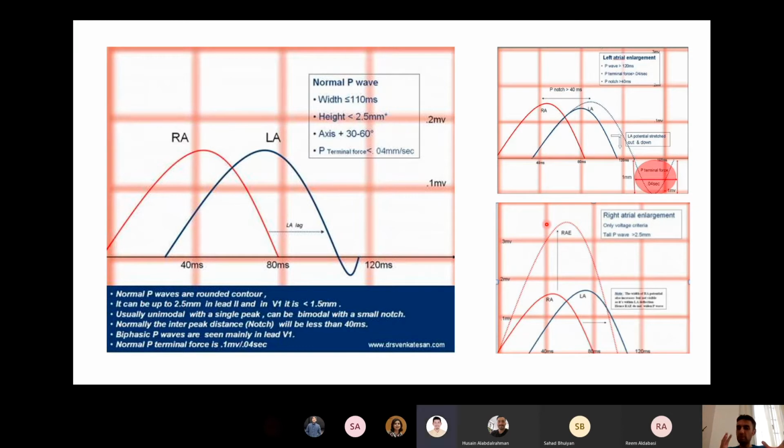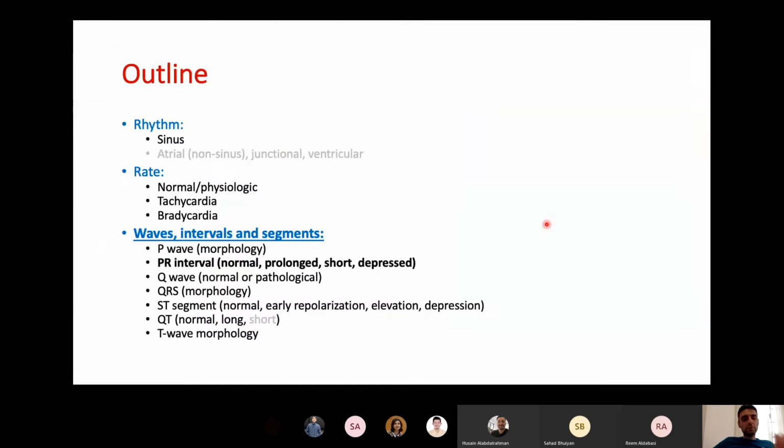So you don't need to memorize it. It's all just common sense, okay? And of course, if you have a combination of both, then you'll have biatrial enlargement. It's a sign of biatrial enlargement. Okay. So now you're done with the P wave. You know the P wave axis and you know the P wave morphology.